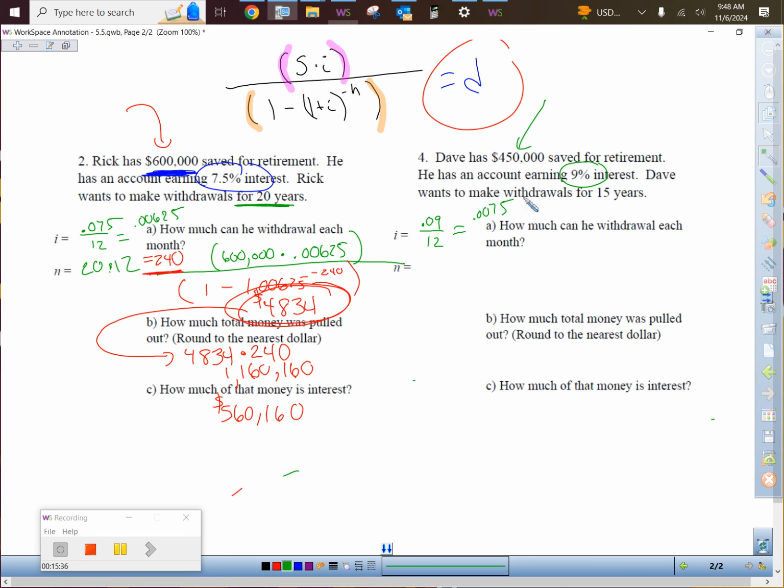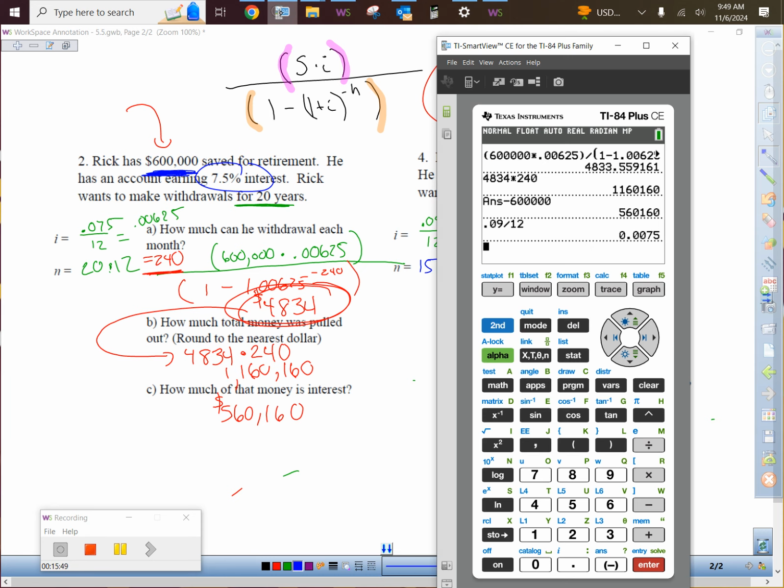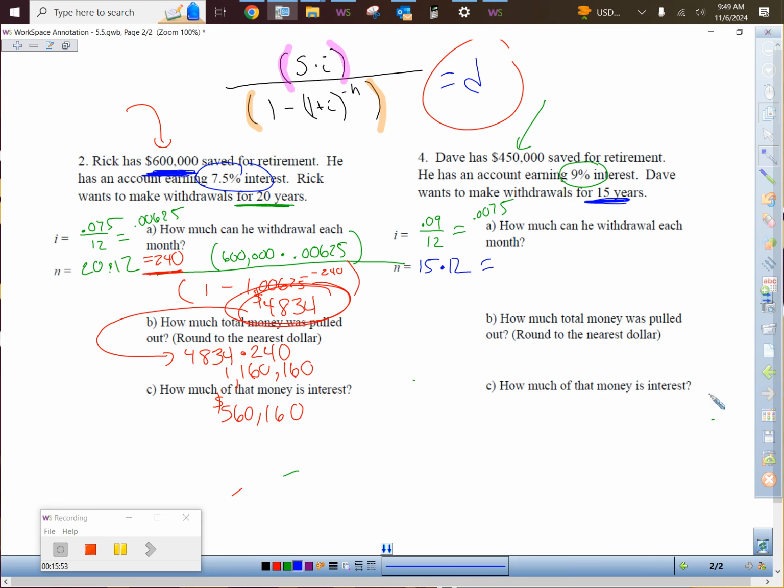And then N, he wants to just do it for 15 years. So 15 years times 12, because he's doing it every month, right? So he's going to do it every month for 15 years. So 15 times 12. I haven't done that one yet. 180 times. How much can he withdraw? That'll use the formula, big boy, PV times i.